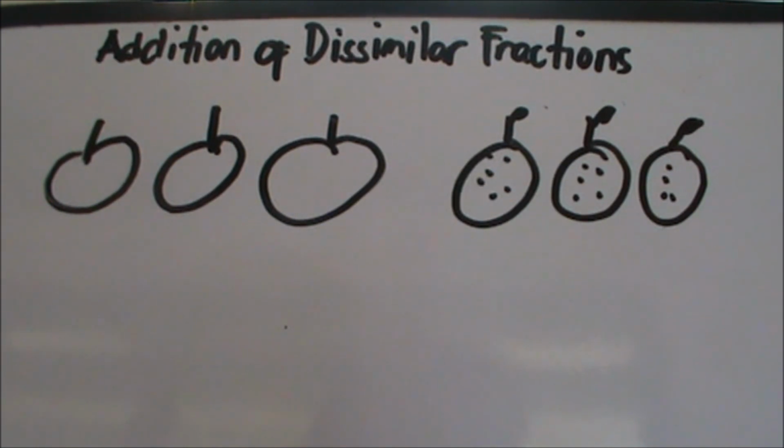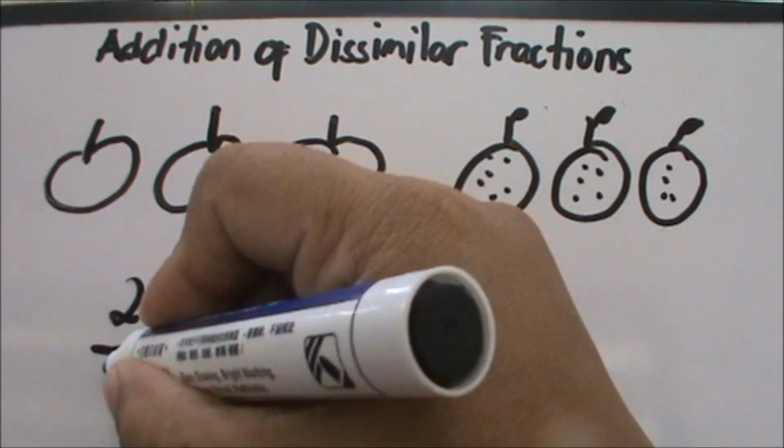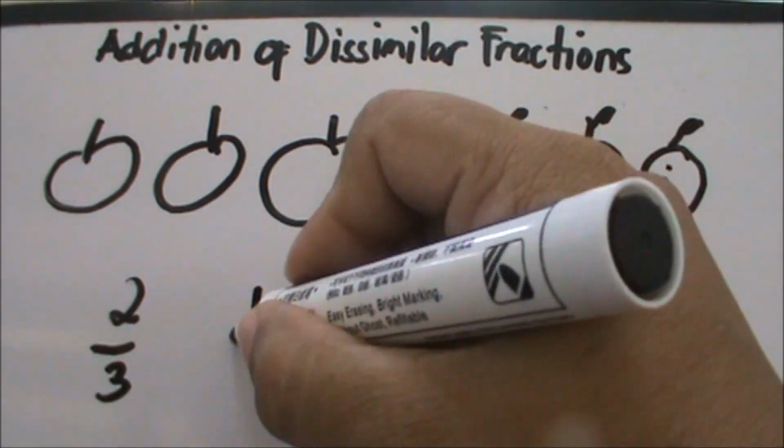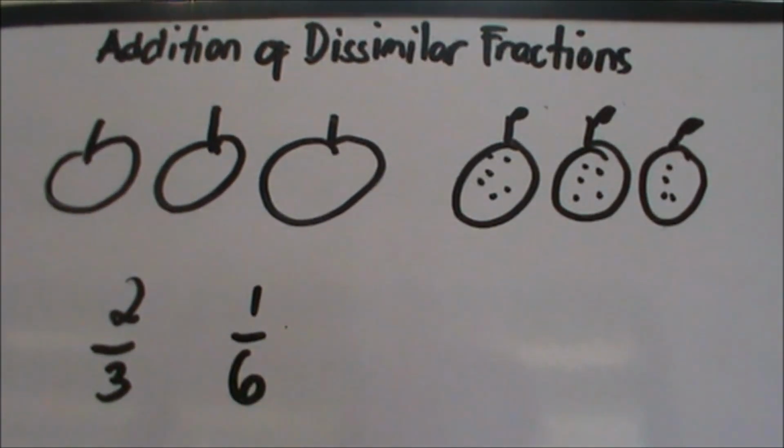In the same manner, we cannot add dissimilar fractions whose denominators are not the same. Example, 2/3 and 1/6. They are dissimilar fractions unless we express them in terms of a common denominator.